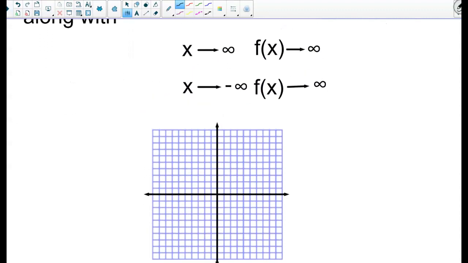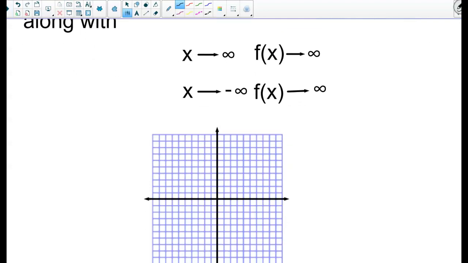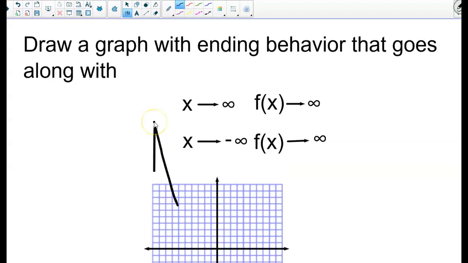Okay. And what we need to remember about ending behavior is this. When these follow each other in this fashion, that means we have even degree. It doesn't matter whether x is approaching infinity or negative infinity, which means as I'm going this way or as I'm going this way, my y is going to the same spot, that means we have even degree.